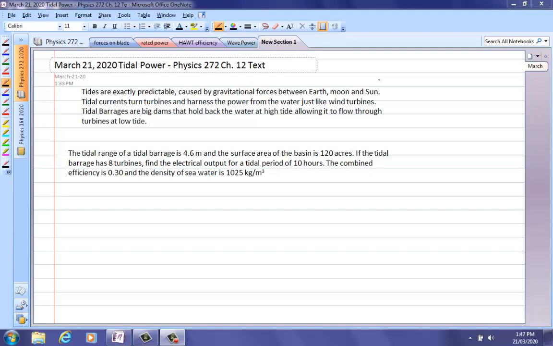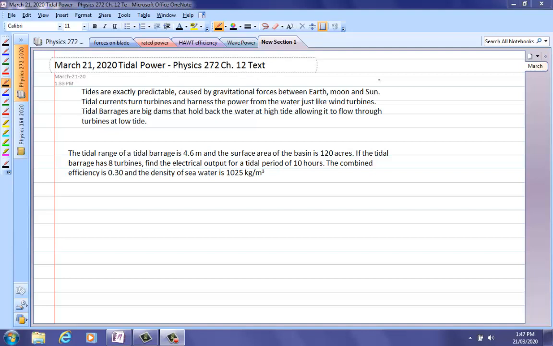Okay, so tides are exactly predictable, caused by gravitational forces between the Earth, Moon, and Sun. You get super high tides if the Sun, Moon, and Earth are aligned in particular ways, and if the Moon is perpendicular to the Sun, you get particularly low tides. So there are two ways to harness energy from tides. You can simply put a turbine in any kind of tidal flow, and that turbine will harness the power just like a wind turbine does.